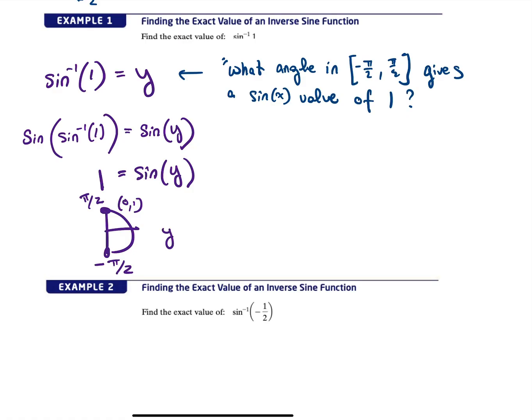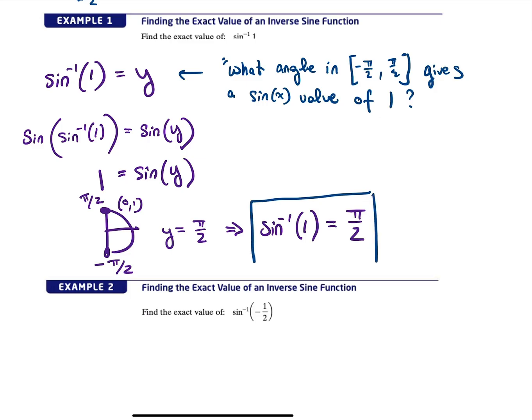So I can say y must be equal to pi over 2. So that's what our original statement. Since this is y, this is what we said was equal to the inverse sine of 1. So inverse sine of 1 is equal to pi over 2. The angle that produces a sine value of 1 is pi over 2. And that one was pretty simple because there's actually only one point on the unit circle that has a sine value of positive 1. Let's look at one where that's not the case.